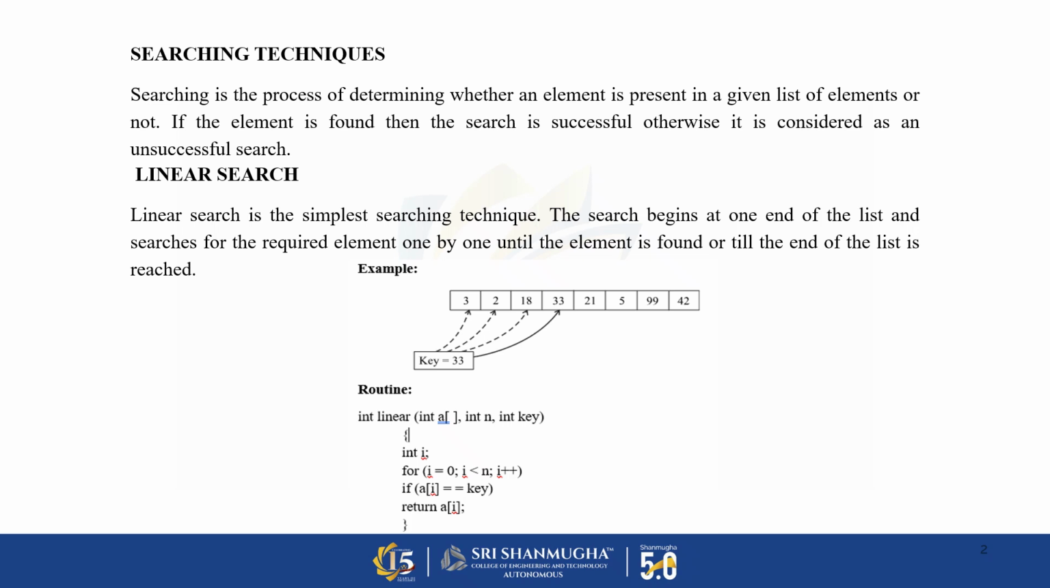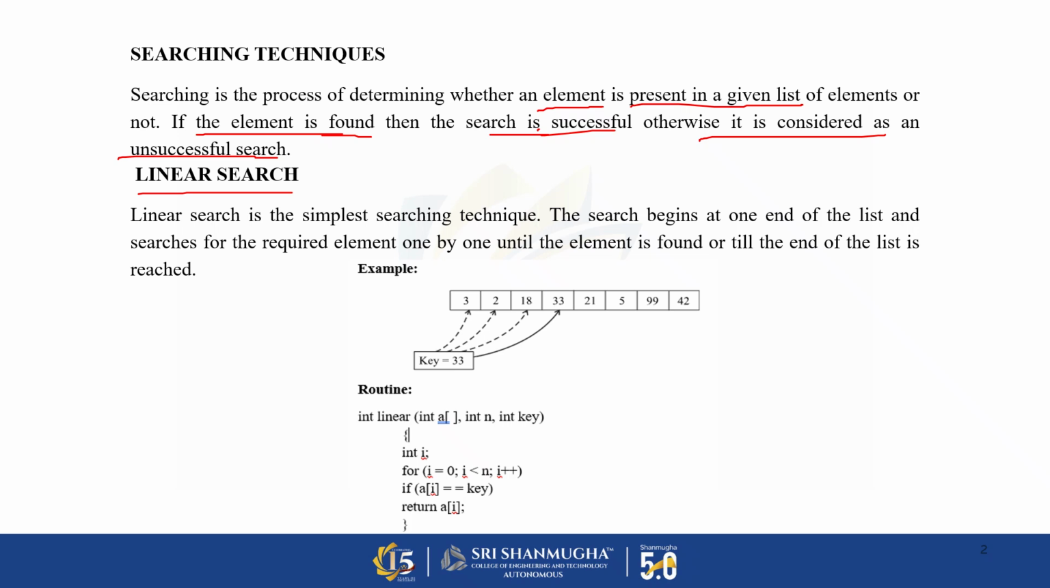Searching is the process of determining whether an element is present in a given list of elements or not. If the element is found, then the search is successful. Otherwise, it is considered an unsuccessful search. This is the searching process. We want to search for one element. If we find it, that is called successful. If we are not able to find it, that means it is unsuccessful.